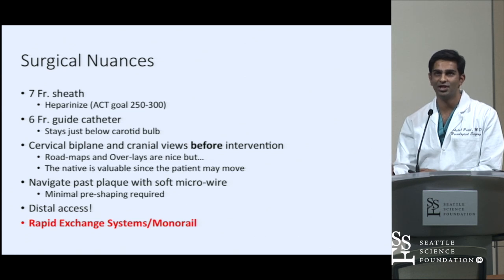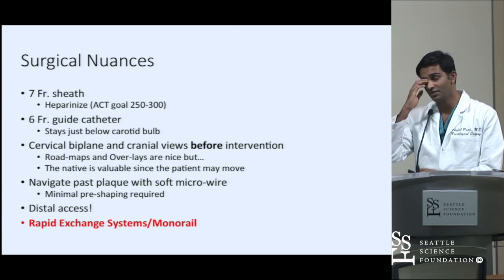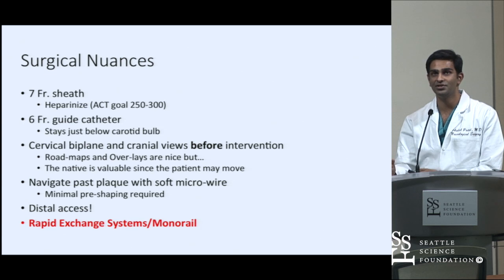And this can all change, but the devices are all different depending on what you want to use. A 7 French sheath as guide, can change in size. Heparinize, obviously, when you have the larger catheters in with an ACT goal, you'll be checking these throughout the procedure. You want to use a guide catheter that will just stay below the carotid bulb.